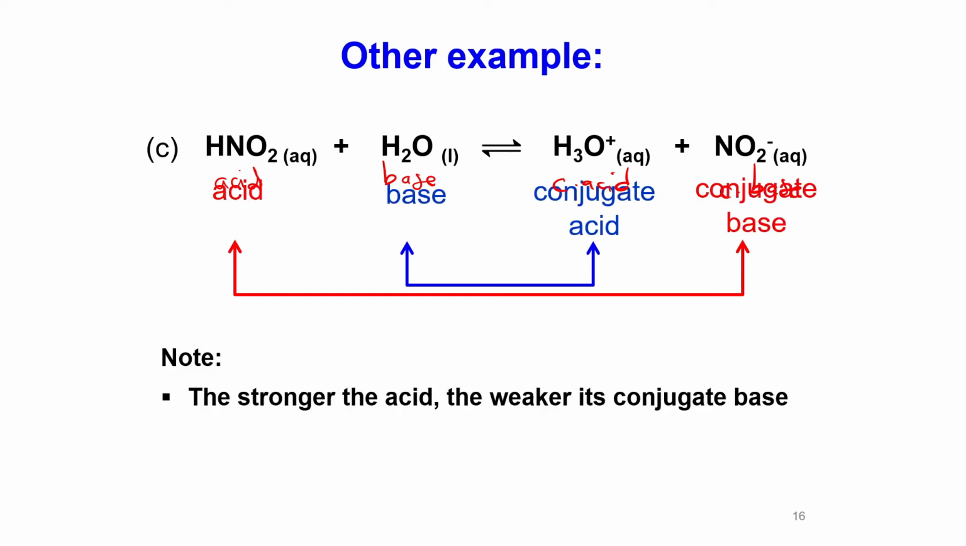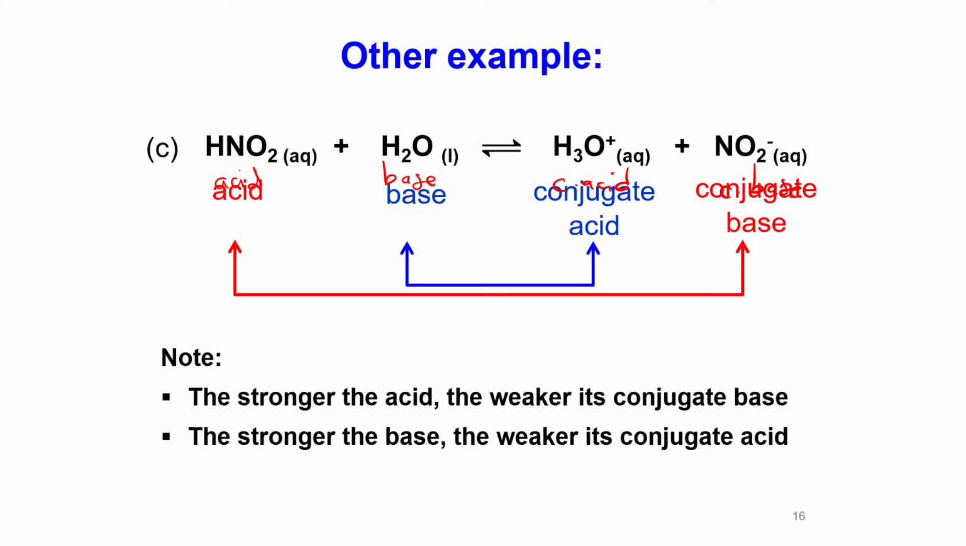Okay, so note that the stronger the acid, the weaker is its conjugate base. Okay, semakin kuat sesuatu acid, semakin lemah conjugate base. So the stronger the base, the weaker is its conjugate acid. Okay, semakin kuat base itu, semakin lemah conjugate acid.